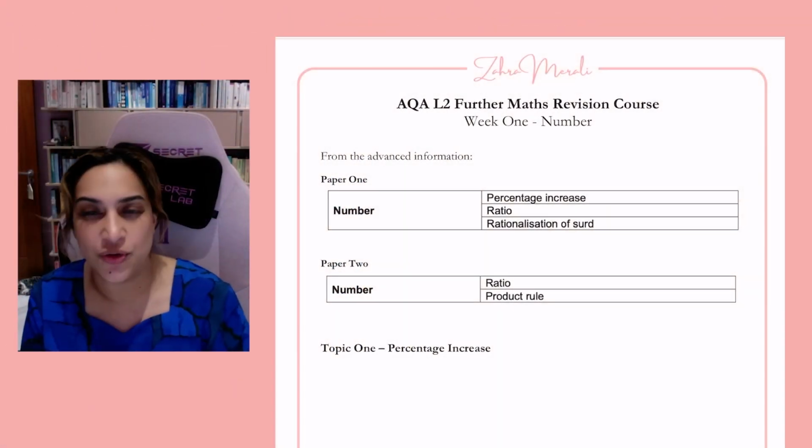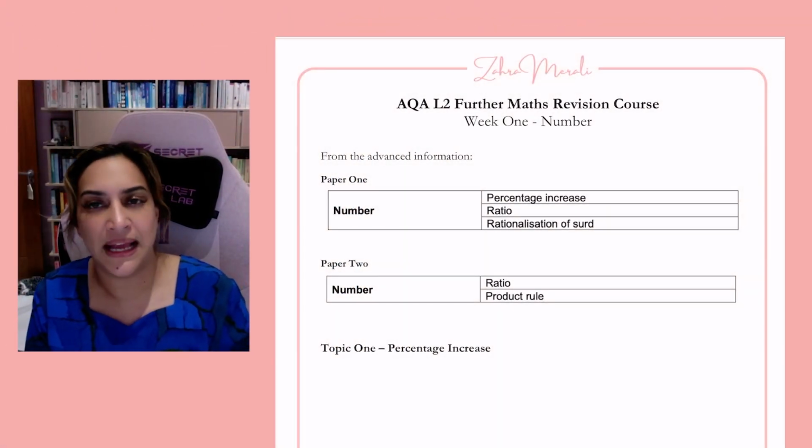Information, we're given what topics are going to come up within various categories. And paper 2, we've got some more ratio questions and the product rule.